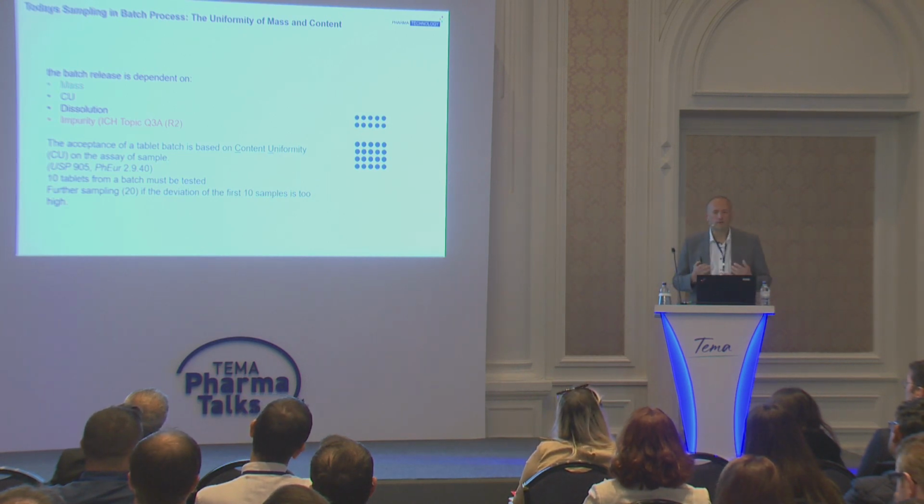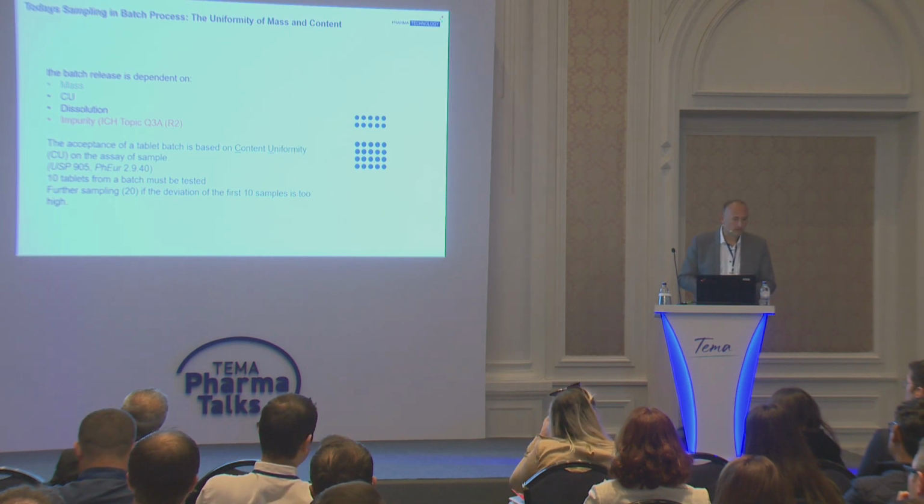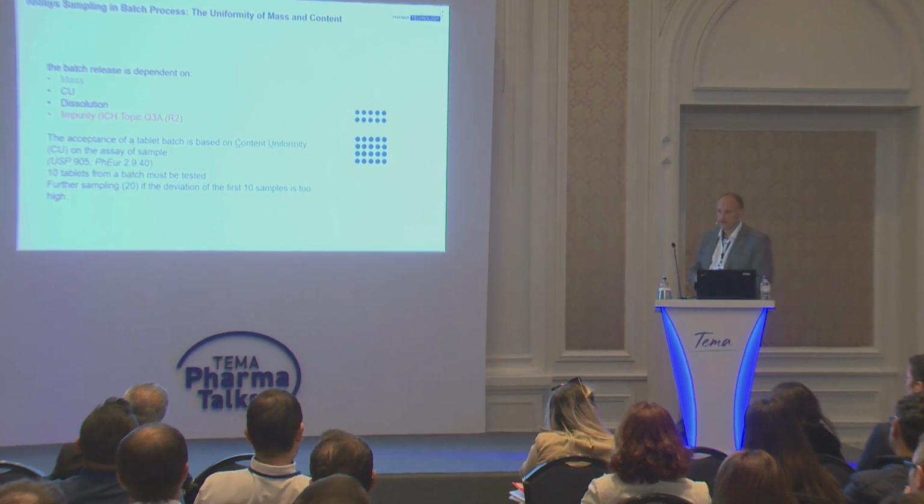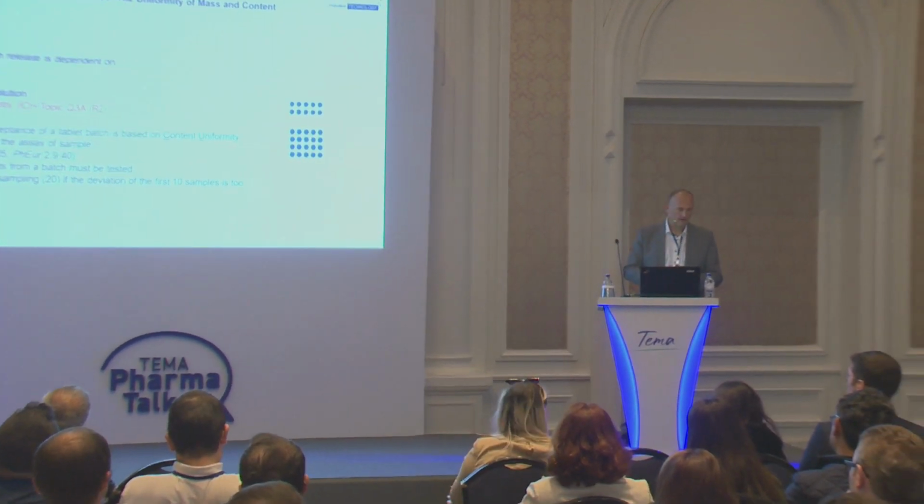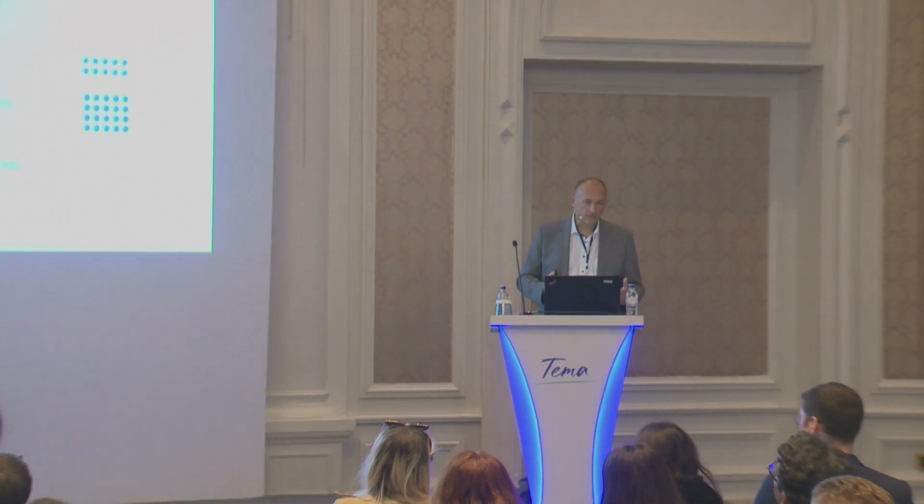And so we have one of the main drivers of our machine. We can do 100% inspection. 100% inspection of content uniformity. That means you really have an idea of what's going on in your process all the time, in line.